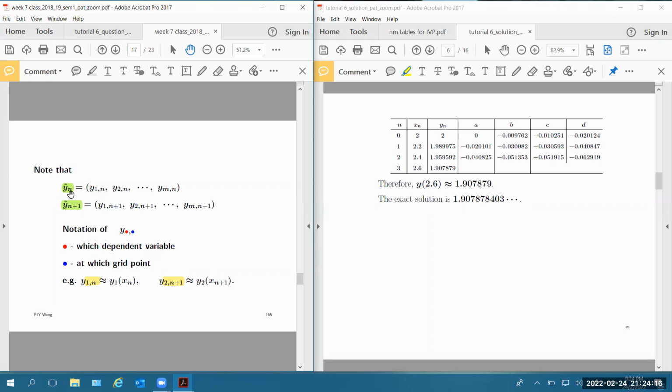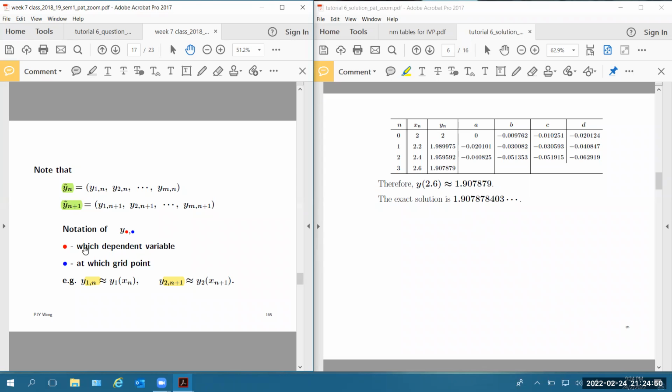So yn tilde means y1n, y2n, and so on. And then yn plus 1 tilde is y1n plus 1, y2n plus 1, etc. So then you see, there are 2 subscripts here. So, the notation of these 2 subscripts. Of course, the first one is the red one, the second one is the blue one. What do they mean? They actually have meaning.